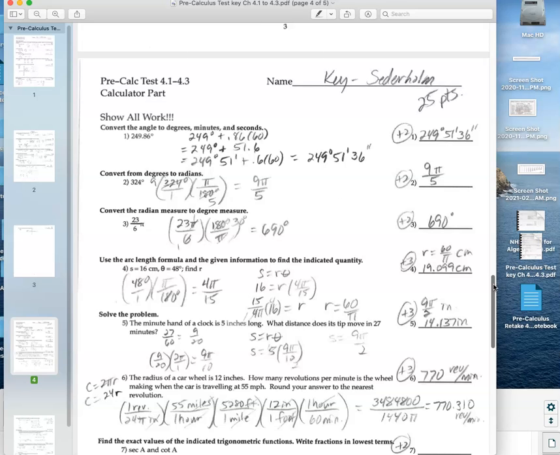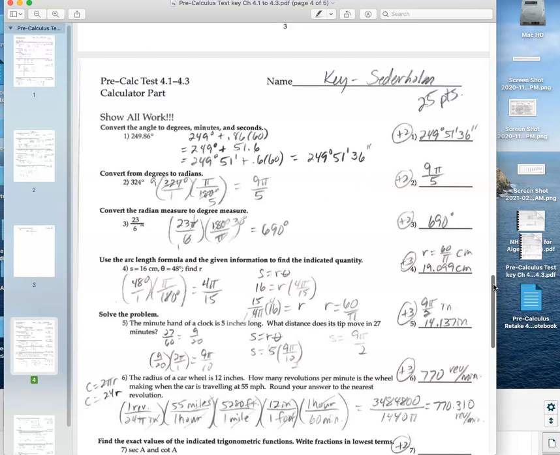Number 2 says convert from degrees to radians, and we've got 324 degrees. So you have to multiply that by pi over 180 degrees, and then you just do some reducing, and you get 9 pi over 5. Again, you're going to lose points if you write it the other way. That's not how we write them. That's how we think of them when we're going to draw them. But that is not how we write our radians.